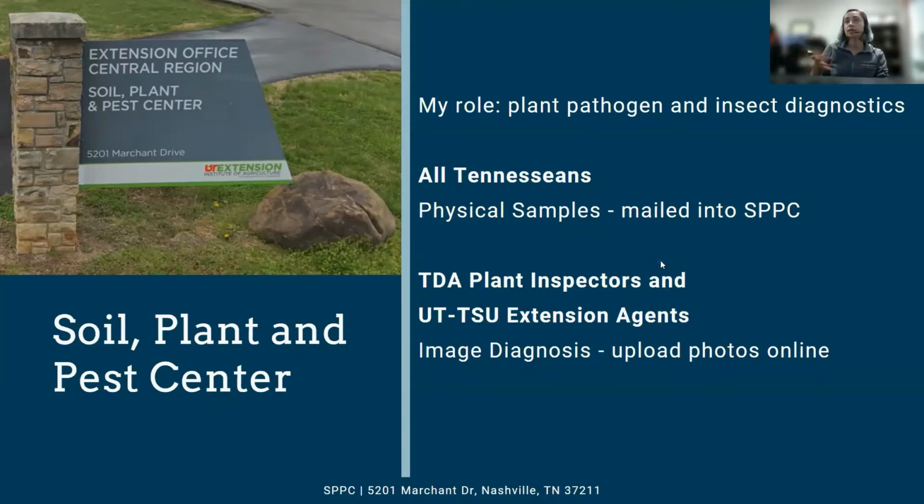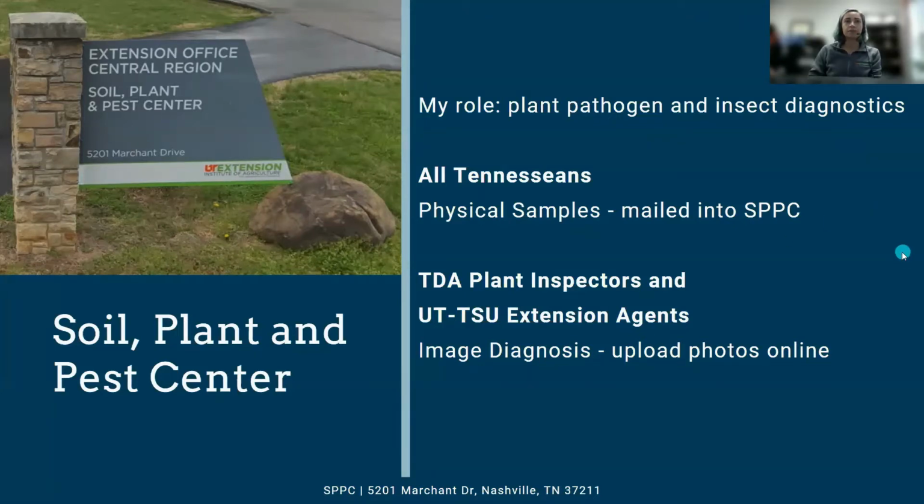A picture of an insect, I can more often than not identify from just an image. But when we get into our plant pathogen samples, that's when I need a physical sample mailed in. So I'd like to encourage everyone on this call to contact your local UT TSU extension agent in whatever county you're in, because they are able to, if you just have a picture of an insect, of a diseased plant, of a plant problem, upload that to me in the lab and I can then review it. And this is a free service through the extension office.